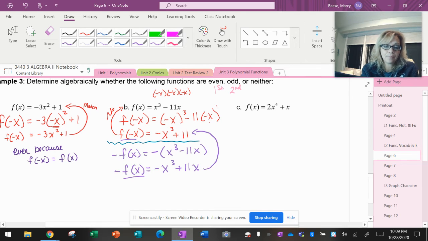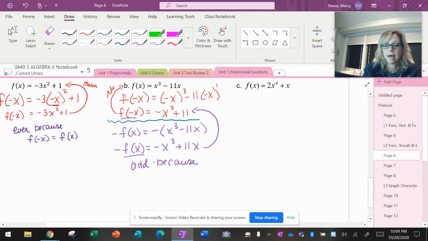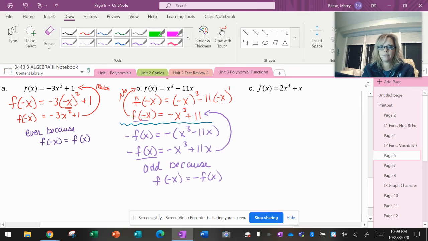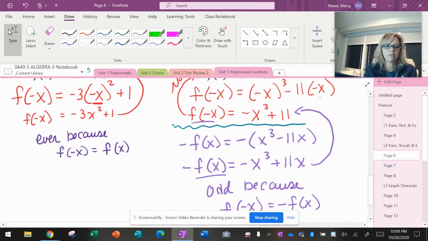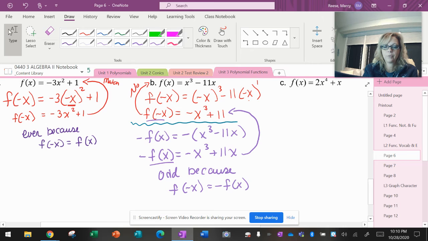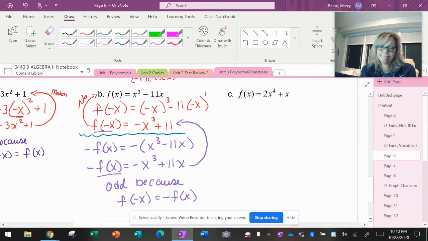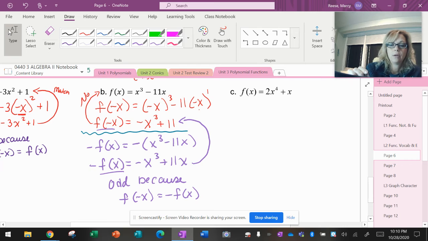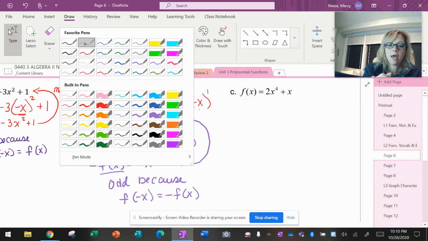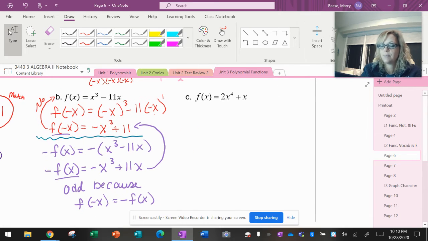So they match. So I can say it is odd, and I'm remiss in not saying this before: you have to state odd because f of negative x equals negative f of x. You have to make those statements just like we did for the even one. You've got to do it for the odd as well, and you've got to show all that work. There's no way out, so don't try. Got to show the work. Don't be lazy about it.